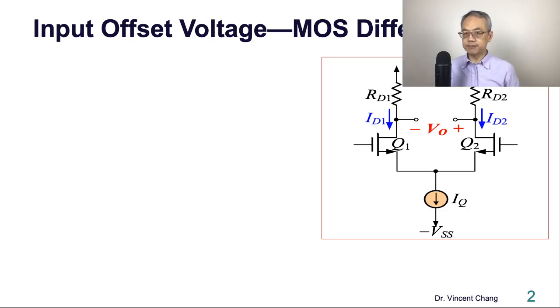When you face the input offset voltage issue of a differential amplifier, what's the first step? DC grounded. The input terminal should be DC grounded.